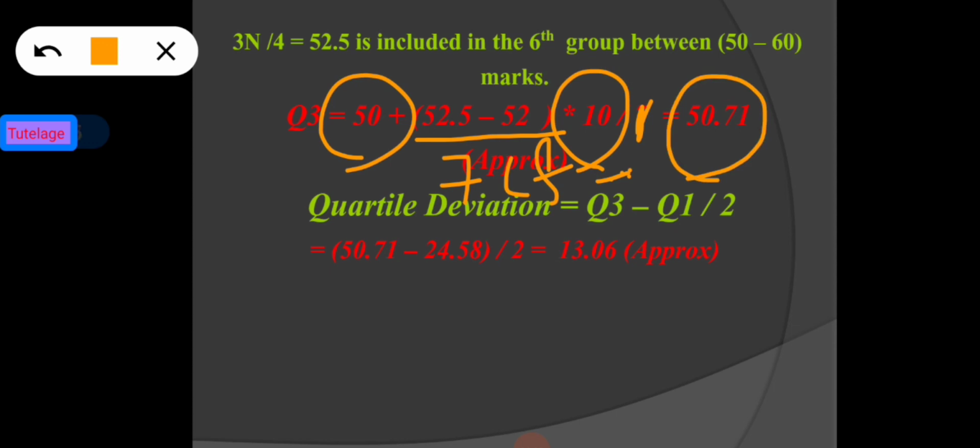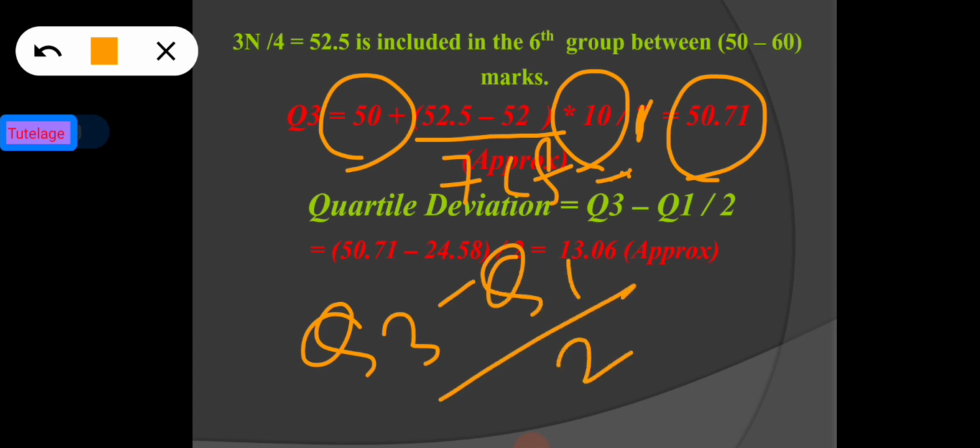So we have got the value of Q1 and Q3. And now going to the quartile deviation. Okay, so the formula of quartile deviation is the same, Q3 minus Q1 by 2. So 50.71 minus 24.58, divided by 2, that means 13.06.